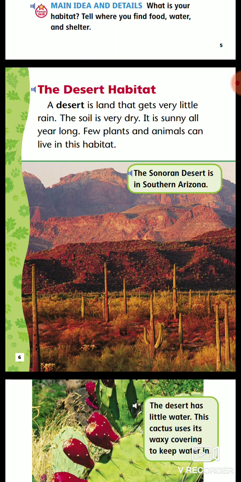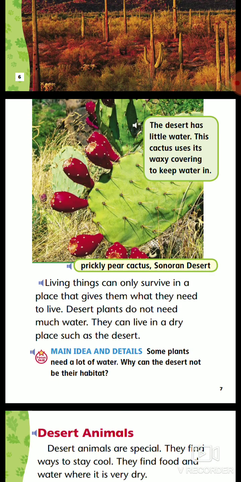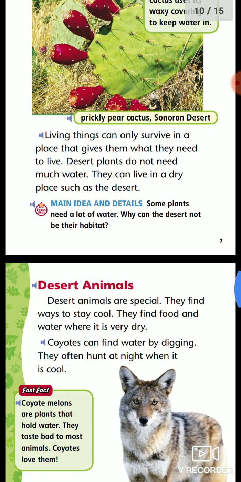The Sonoran Desert is in southern Arizona. The desert has little water. This cactus uses its waxy covering to keep water in. Prickly pear cactus, Sonoran Desert. Living things can only survive in a place that gives them what they need to live. Desert plants do not need much water. They can live in a dry place such as the desert.